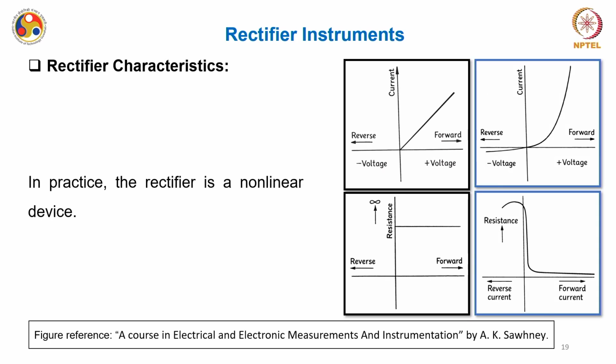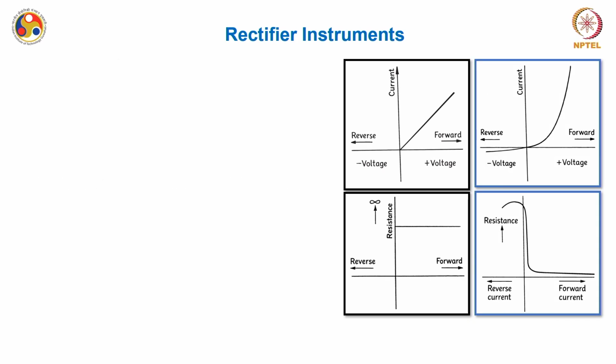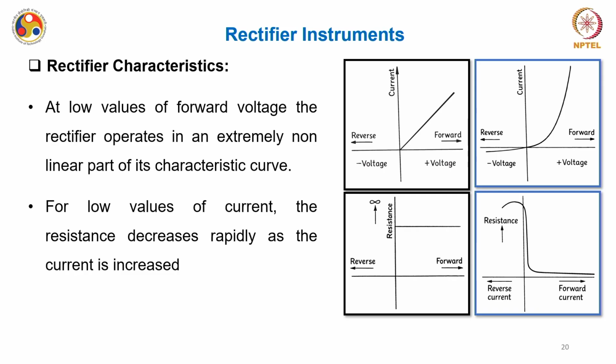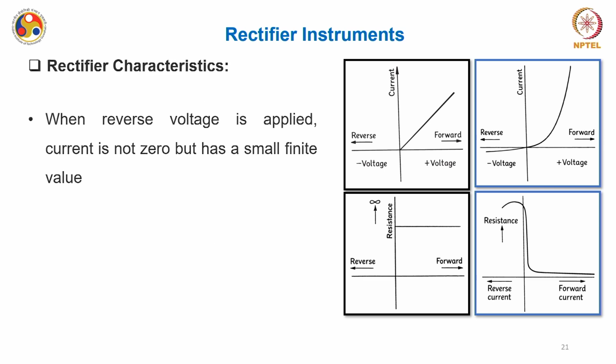In practice the rectifiers are nonlinear devices, and at lower values of the forward voltage the rectifier operates in the nonlinear part of its characteristic curve, and for low values of current the resistance decreases rapidly as the current is increased, as shown over here. When reverse voltage is applied, current is not zero but has a small finite value. You cannot expect it to be zero, as this concept comes from semiconductor device physics.